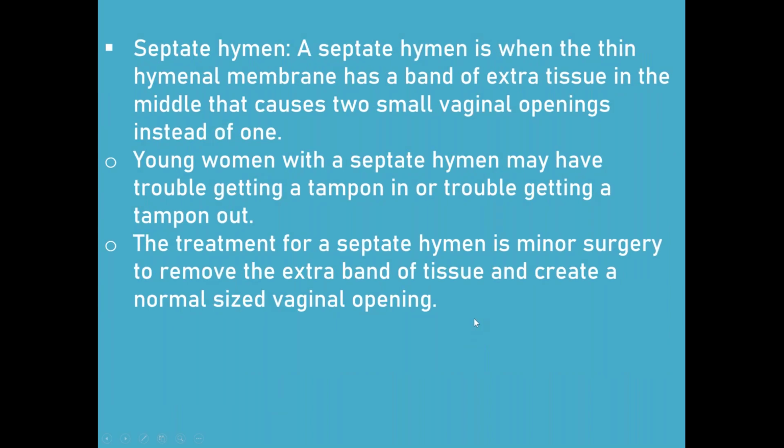What is the third type? Septate hymen. A septate hymen is when the thin hymen membrane has a band of extra tissue in the middle that causes two small vaginal openings instead of one. So young women with a septate hymen may have trouble getting a tampon in or getting a tampon out. So what is the treatment? Also a minor surgery to remove the extra band of tissue and create a normal sized vaginal opening.